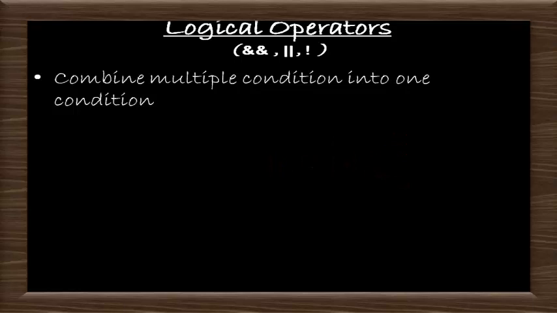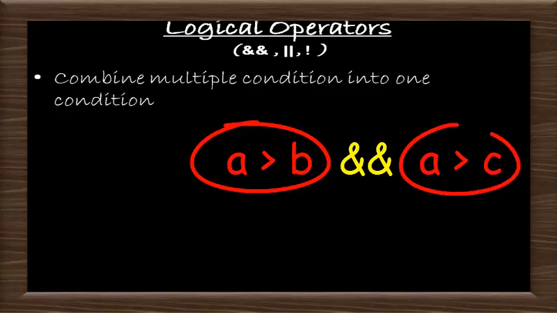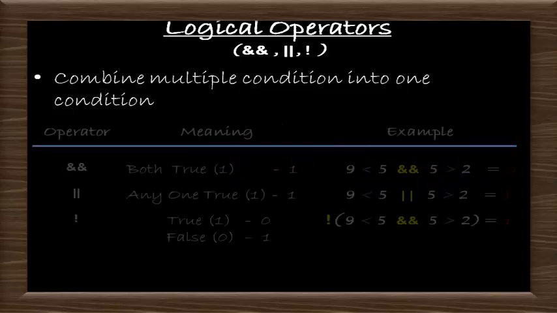So the left side of the logical operator will be one condition which is comprised of a relational operator, and the right side of the operator will be another condition. Based on the result of these two conditions, the resultant value will be 1 or 0 respectively. We'll see an example of this logical operator.